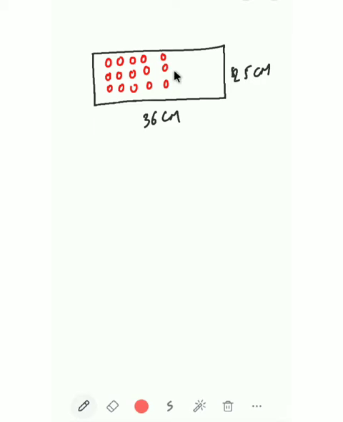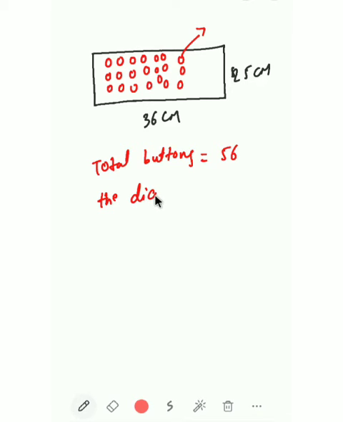The total number of buttons given is 56, and they are circular in shape. So a total of 56 buttons are cut out from this sheet. The diameter of each button is 3.5 centimeters.